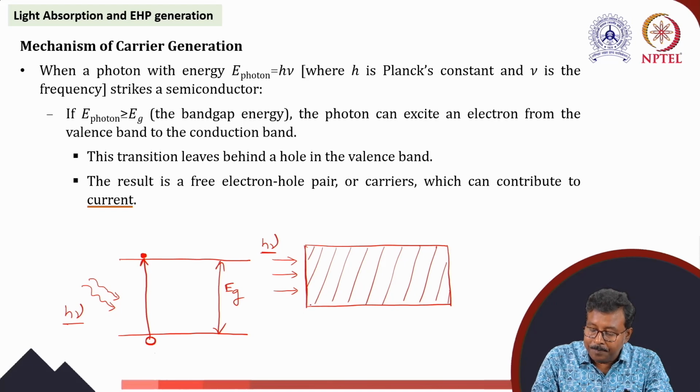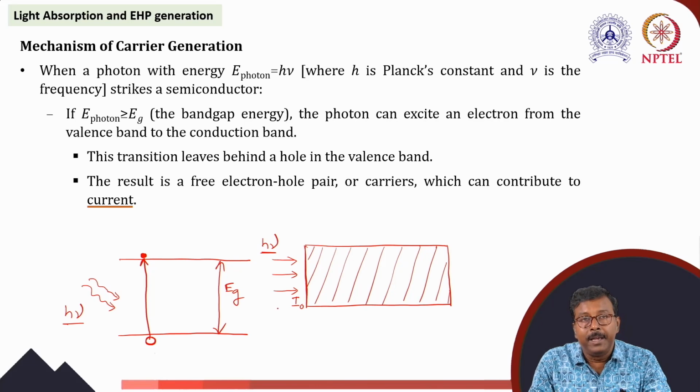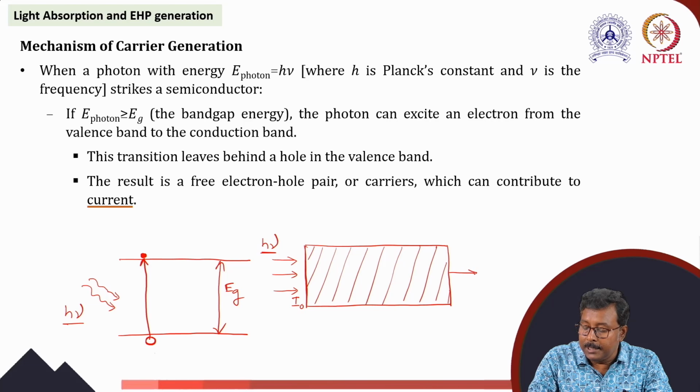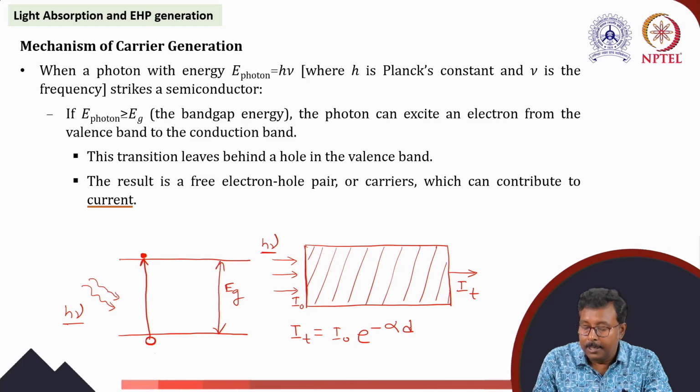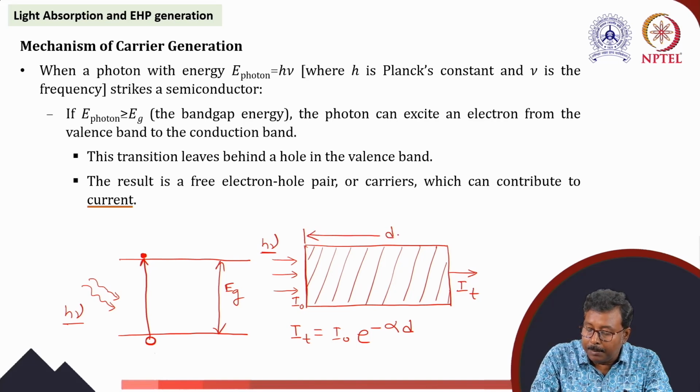So if we consider the intensity at the incident plane is I0, and the transmitted intensity, say IT, they are related by a relationship: IT is equal to I0 e to the power minus alpha into D. Now what is D? D is nothing but the thickness of the semiconductor bar.